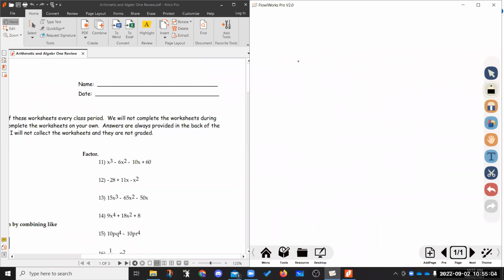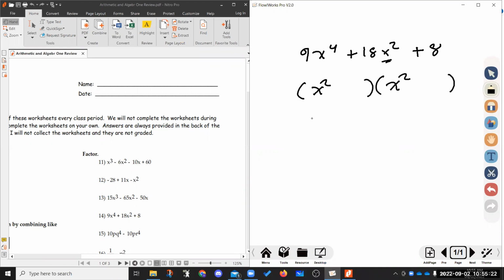So, all right, 9x to the 4th plus 18x squared plus 8. This one's different because the middle term is an x squared term. So that means that that's going to be the power on my factors here. The x squared times x squared is going to give me x to the 4th. But now I have a 9x squared. Did I get that 9x squared from a 3 and a 3 or from a 1 and a 9?